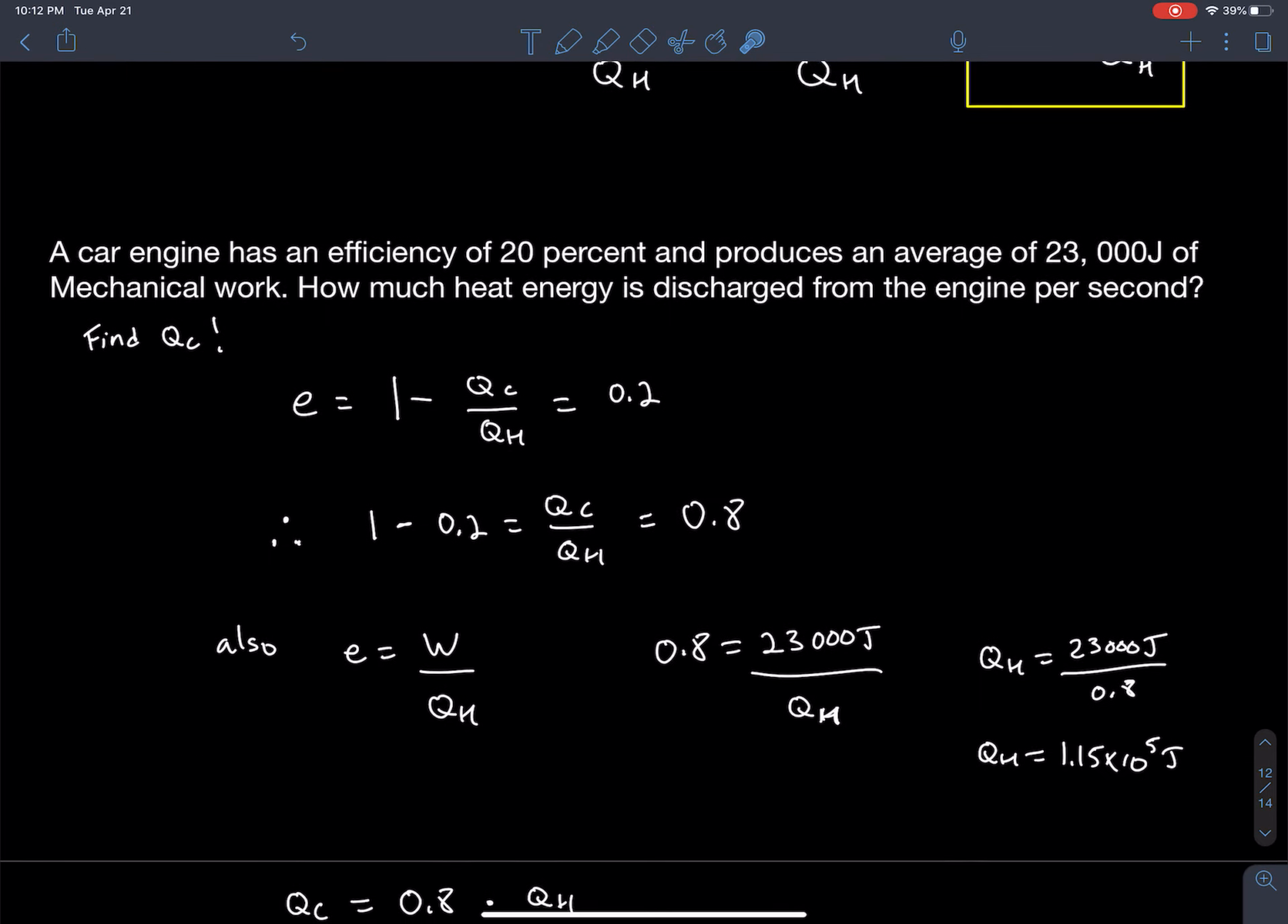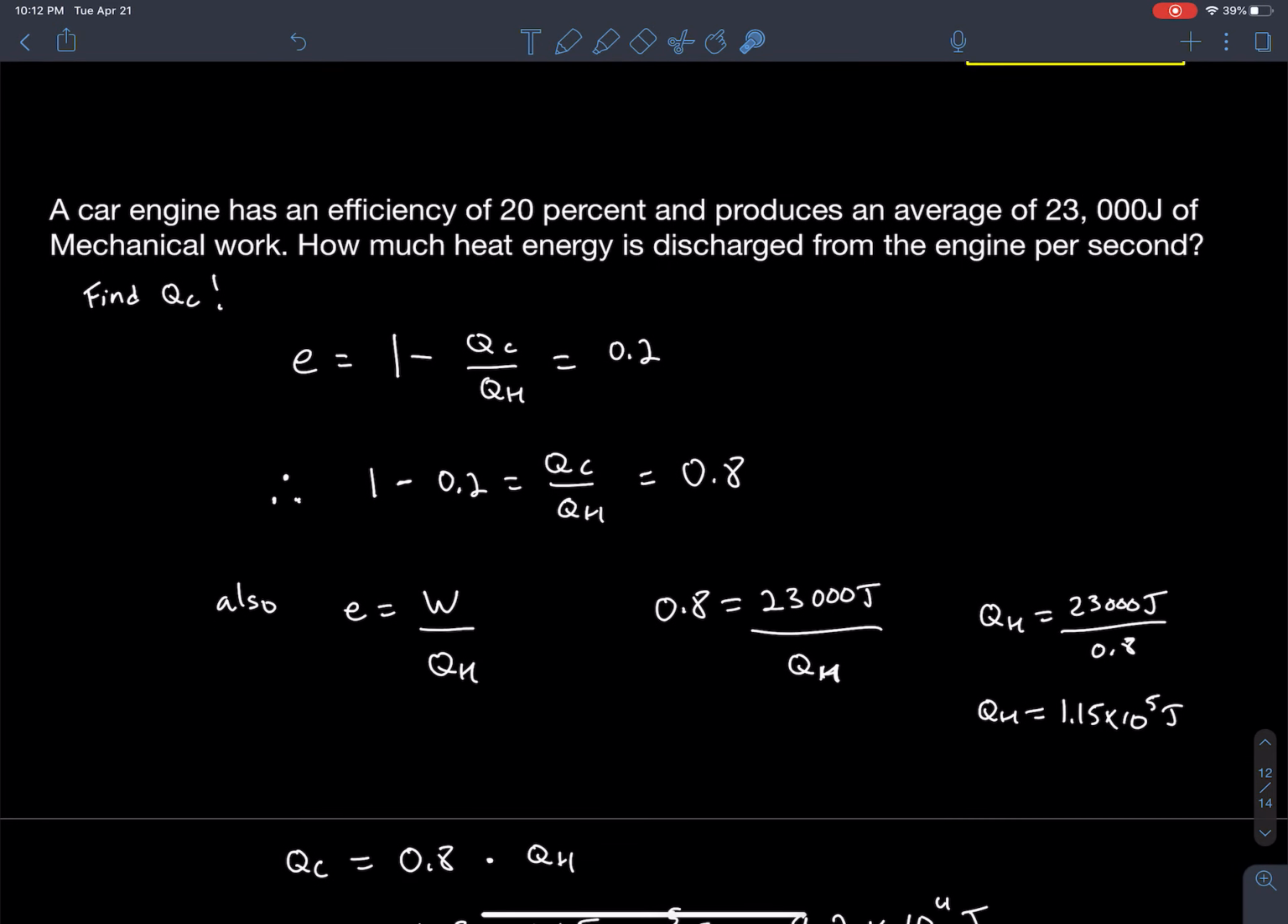Okay, so for example, a car engine has an efficiency of 20% and produces an average of 23,000 joules of mechanical work. How much heat energy is discharged from the engine per second? Okay, this is something that we can use in a practical calculation in our cars if we want to look at how much fuel we are wasting, how much heat energy we are wasting into the streets of Accra just by driving around. Okay, and you can find that from the efficiency. Most of your engines have an efficiency rating.